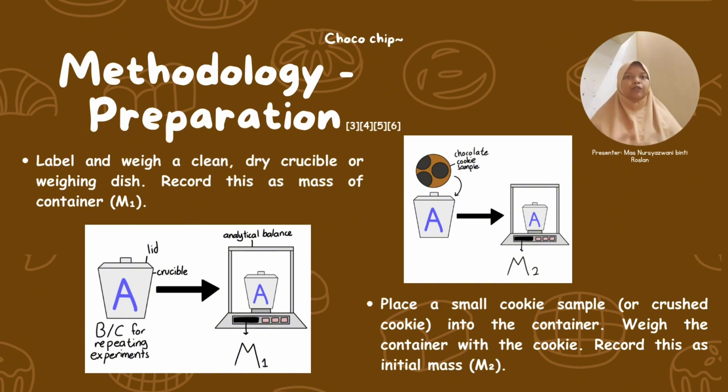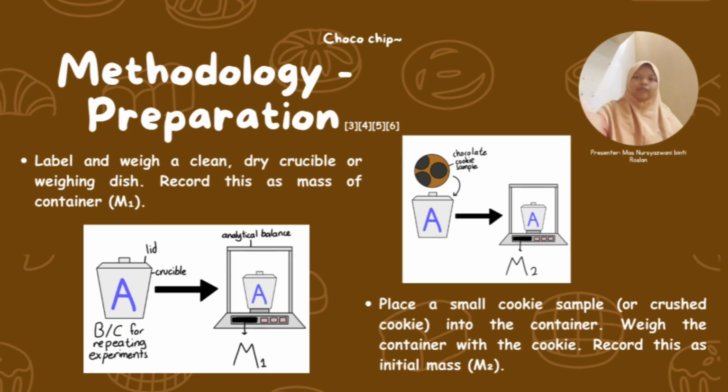In this, I shall use M1, but if you feel like any other value is easier, you may use that. Next, we place a small cookie sample or a crushed bit of cookie into the container. This will be the sample that will undergo the gravimetric analysis. We then weigh the container with the cookie and record it as the initial mass. Now the initial mass is M2 because it's the second mass we tabulate, but point still stands. Weighing this and recording it as the initial mass is important for the following calculations.